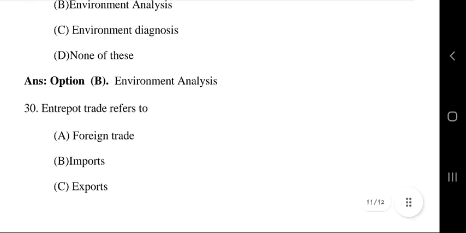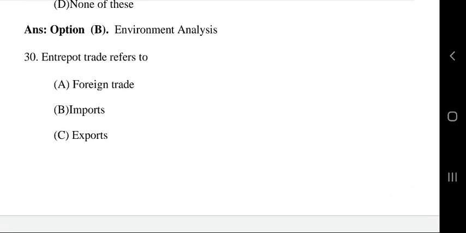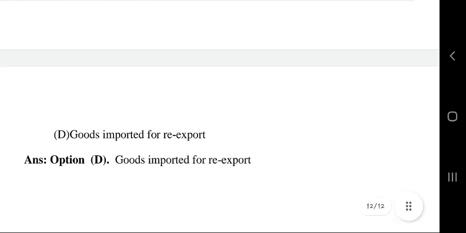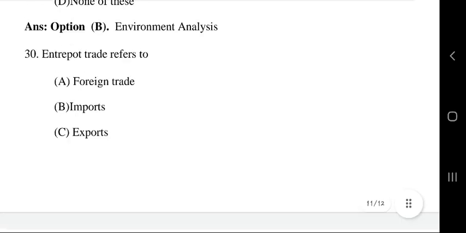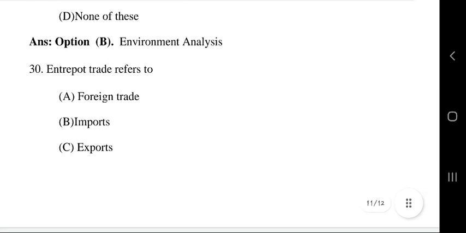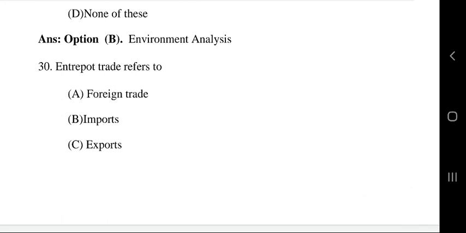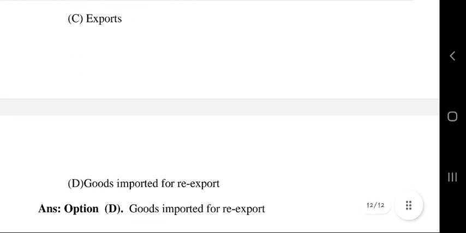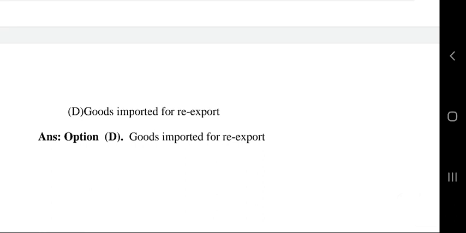Then, question number 30. Entry port trade refers to foreign. Options are foreign trade, imports, exports, and goods imported for re-export. Option D is the answer, goods imported for re-export.